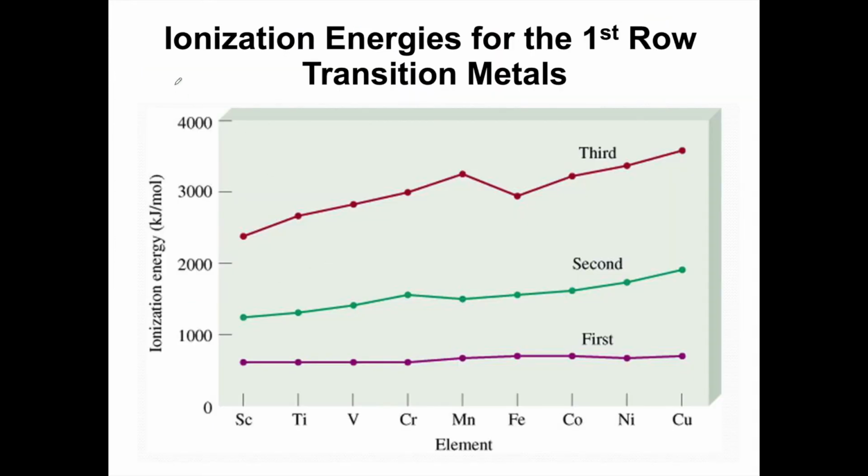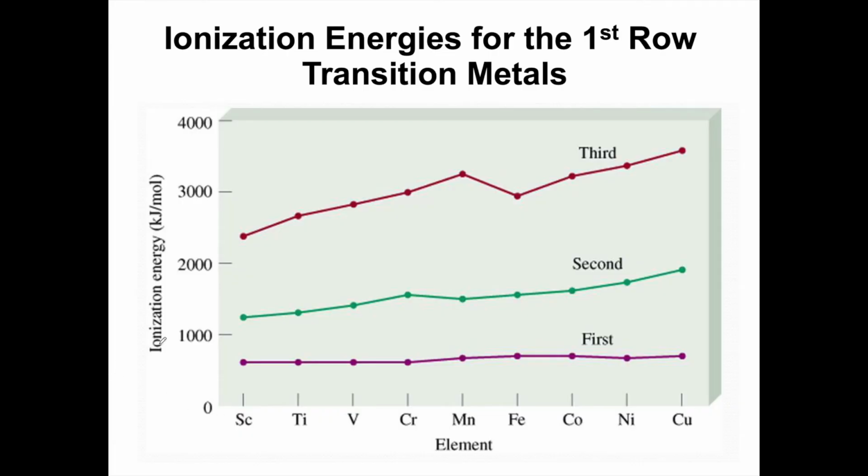So other than that, these are the ionization energies for the first row transition metals. As you can see, this is from left to right or across the period, where we have different ionization energies for the first, second, and also third ionization energies.